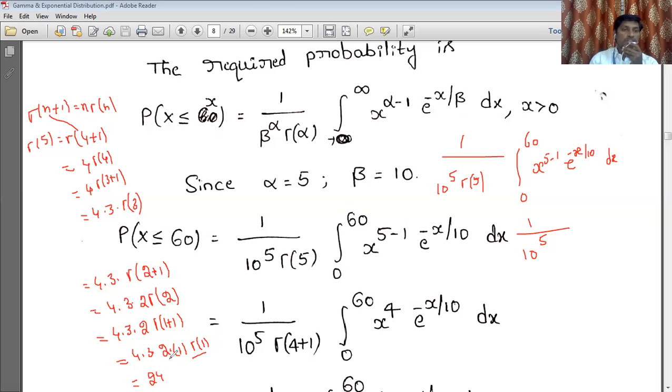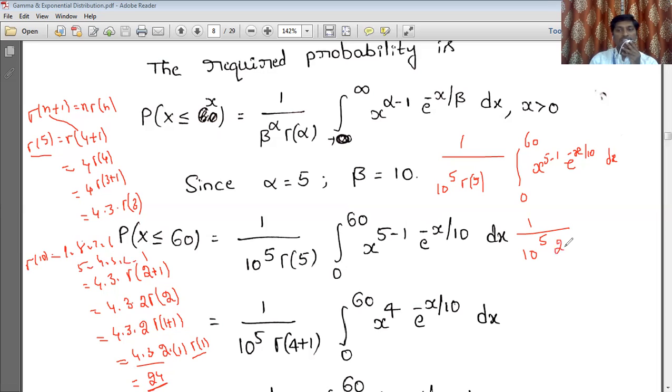So if you observe, gamma 5 is nothing but 4 into 3 into 2 into 1. In the same way we can write for any value. Gamma 10 is 9 into 8 into 7 into 6 into 5 into 4 into 3 into 2 into 1. Like this you can get the value. So here gamma 5 we got as 24.